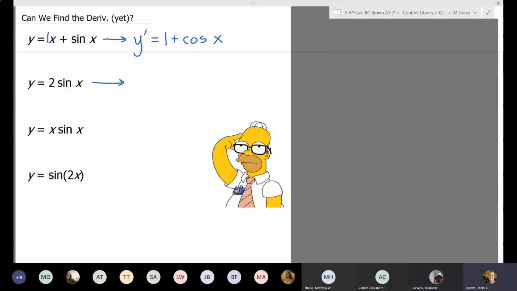Yes. Yep, it's just a constant multiple. So I have y prime is equal to 2 carries across. The derivative of sine is positive cosine.